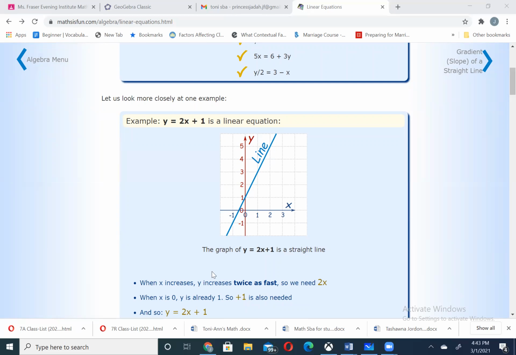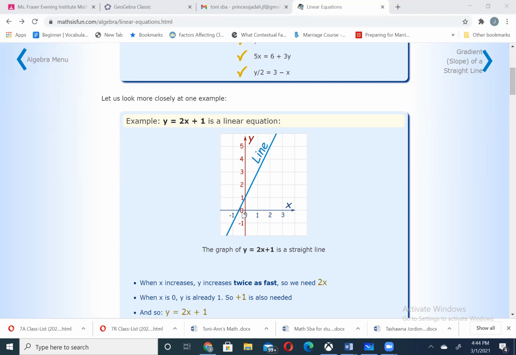All right. So we're looking at this equation, right? And based on the graph, we can see that when x increases, y increases twice as fast. So we need 2 times x. And when x is 0, y is already 1. So x is 0 here, but y is already 1. So what this means is, for every value of x, we're going to multiply it by 2 and add 1 to it, which is the equation here.